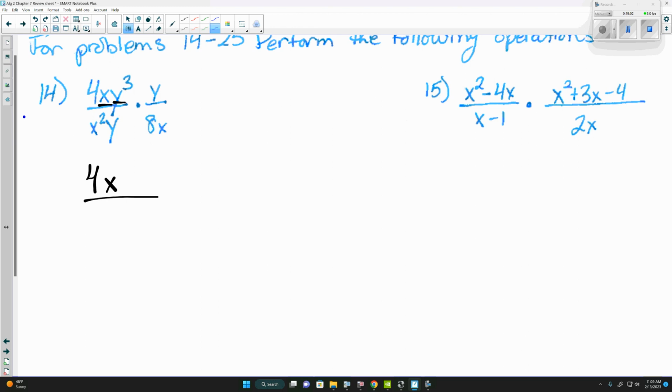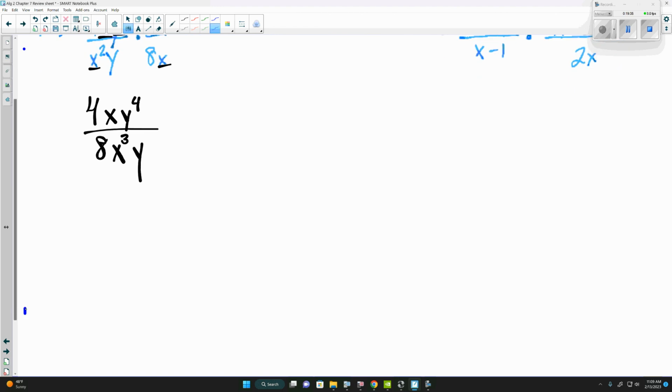But we do have y's. We have y to the third times y, which would be y to the fourth. It's not written in, but that exponent's 1. 3 plus 1 is 4. Now the denominator, 8's the only number, so we just have 8 out front. Now we do have x squared times x, which is x to the third, and then y. Now at this point, we do need to simplify like terms on top and bottom. So 4 over 8 reduces to 1 over 2. 4/8 is the same as 1/2.